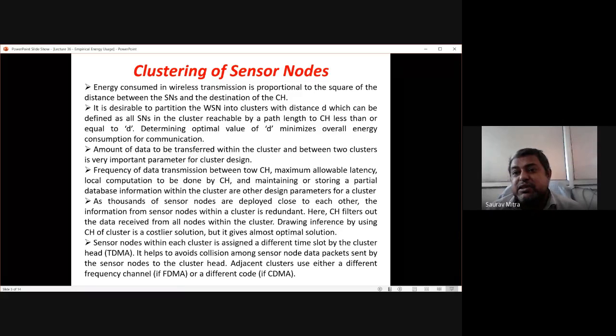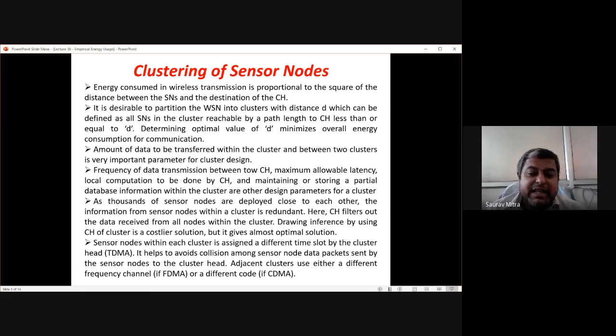Drawing the inference by using the cluster head is a costlier solution, but it gives an almost optimal solution. The job of the cluster head is to mix all the data coming from the different small next-level sensors and to draw an inference. Inference means exactly that the temperature is too high, the temperature is too low, or some further decision has to be taken. This job is done by the cluster head.